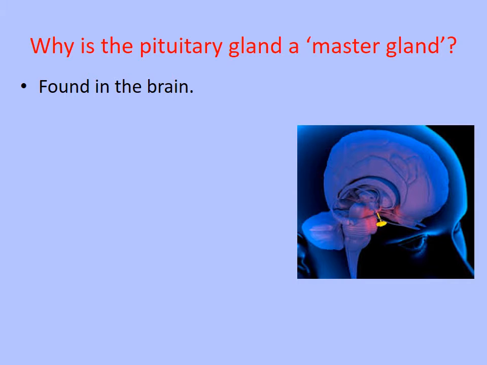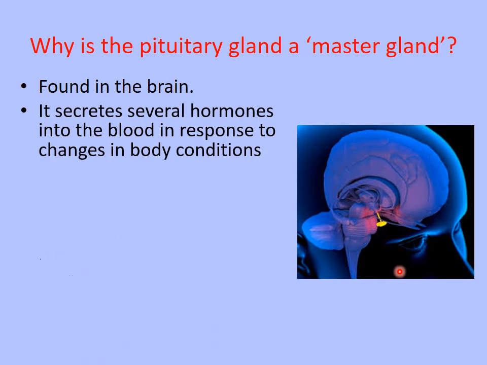The pituitary gland is called the master gland because it is found in the brain, first of all, and we can see it represented in this image here. It's this yellow bit underneath the base of the brain. Here's the front of the brain, here's the back of the brain. We can tell by the eyes on the front of the head there. And it secretes lots and lots of different hormones, which is one of the reasons that it's a master gland.